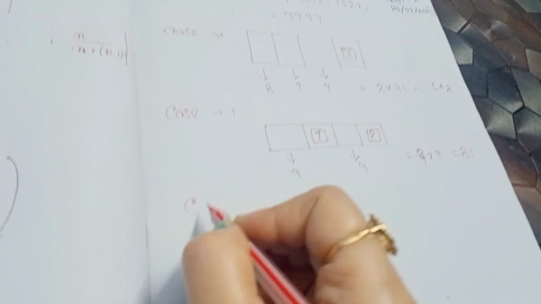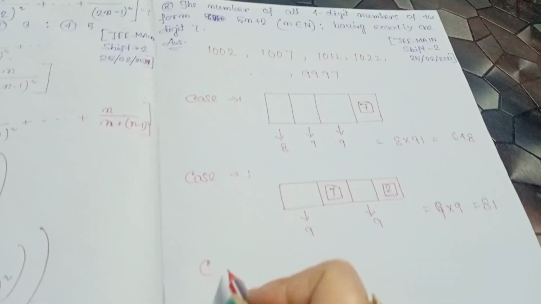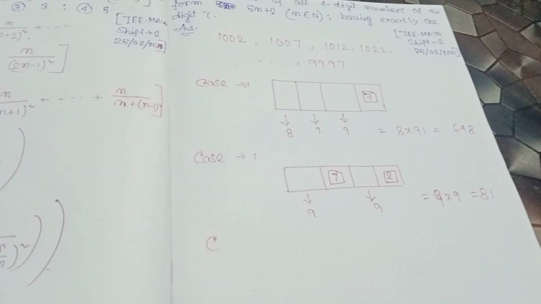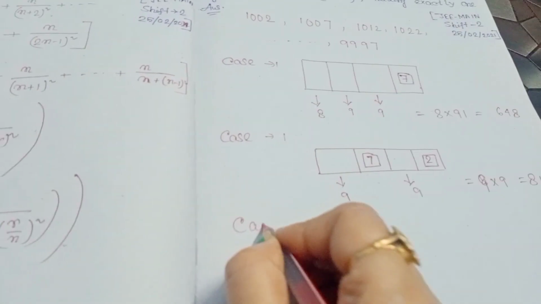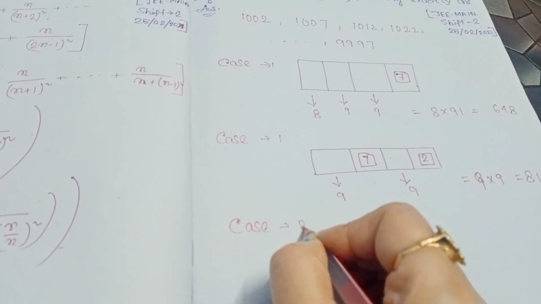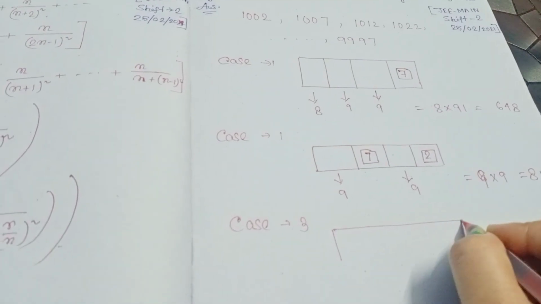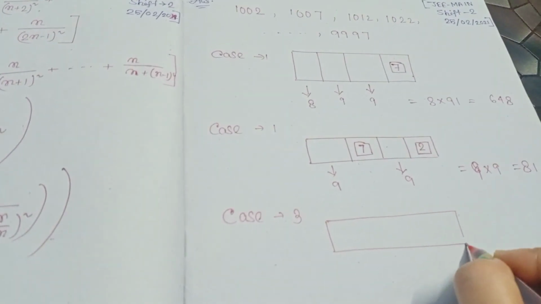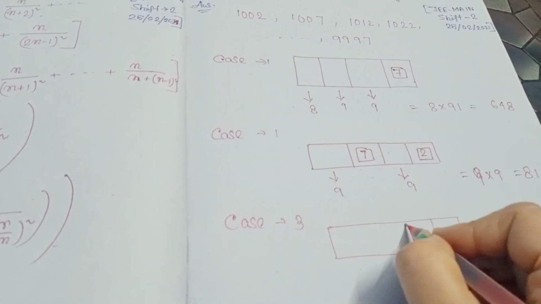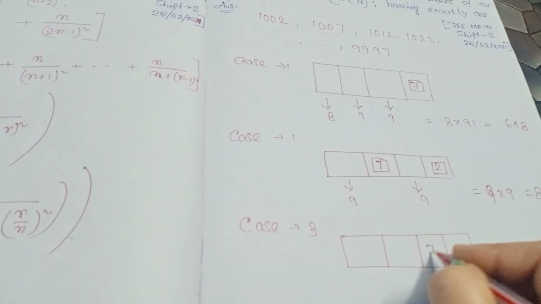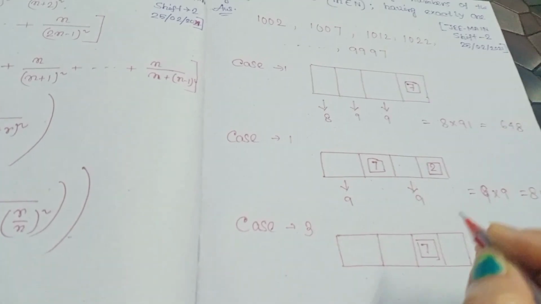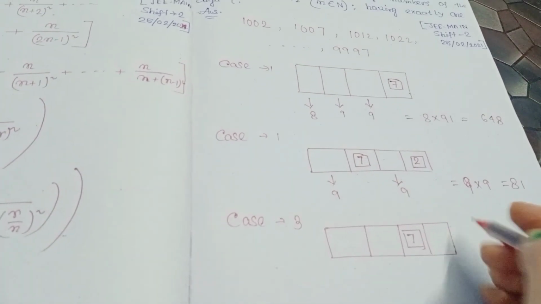Now case 3. It is also a 4-digit number, obviously, and one digit must be exactly 7, having exactly one digit 7.